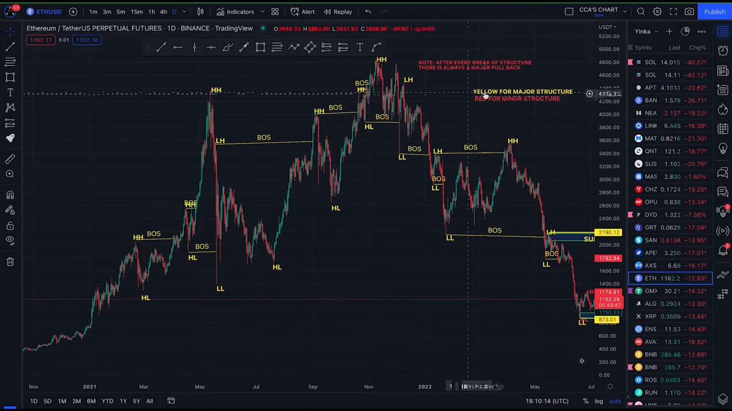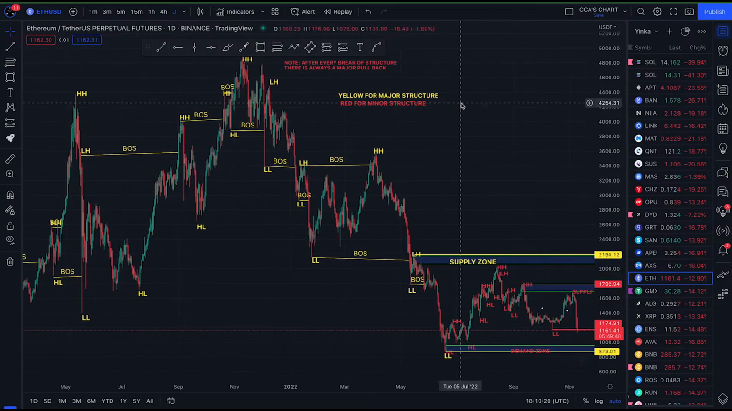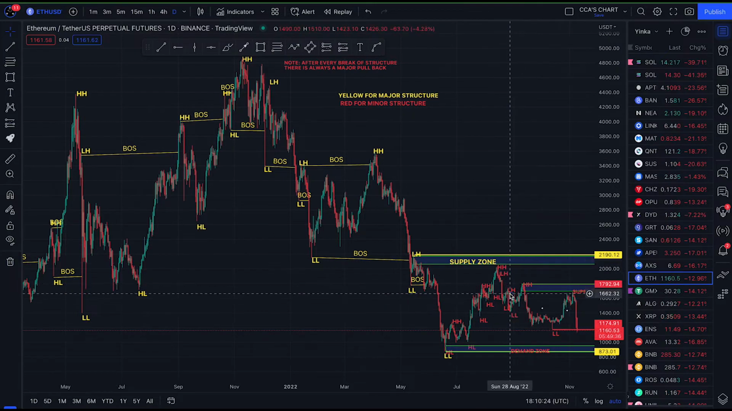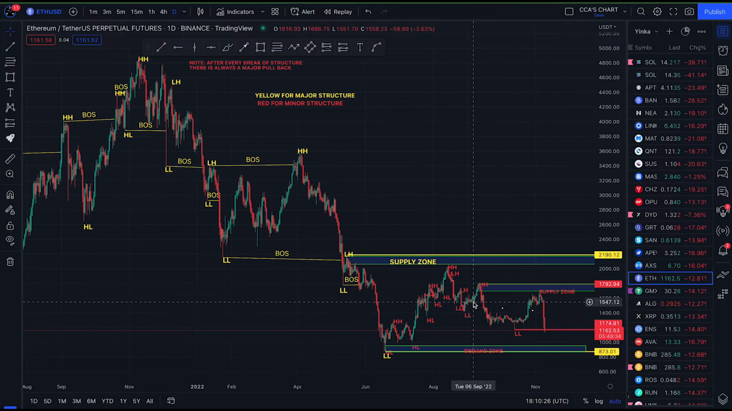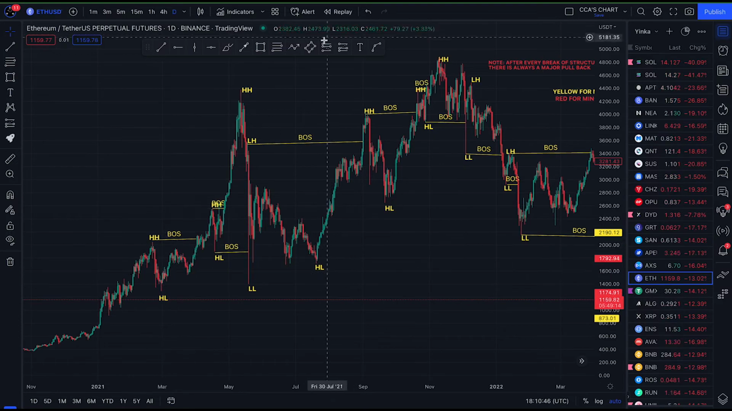I map out the major structure with yellow and the minor structure with red, where the major structure is our daily time frame, while the minor structure is our 4 hour time frame. After every break of structure, you should expect a pullback. I'll be starting the analysis from this point.